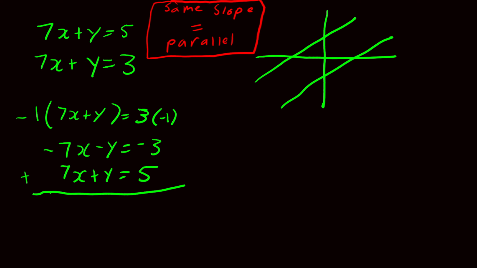Okay, so add down, sorry. So negative 7x plus 7x is 0. Negative y plus y is 0. Alright, we have canceled. Negative 3 plus 5 is 2. So we get 0 equals 2. That doesn't make sense. 0 does not equal 2. So that's incorrect, and we get no solution. Which just proves what I was saying earlier about parallel lines having no solution.